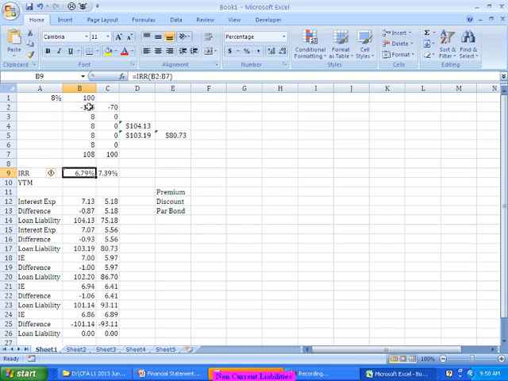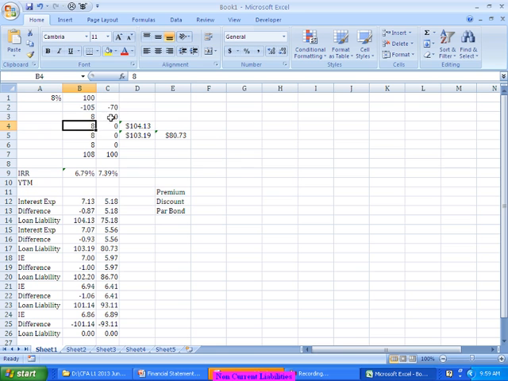Why? They are sold at a premium to the face value. The face value was 100, but they are being sold at 105. This is the linkage. Wherever you see that the coupon rate is more than the IRR or the annual interest rate, the bond will be sold at a premium to the face value. Face value is 100, so that's where it is being sold at 105.